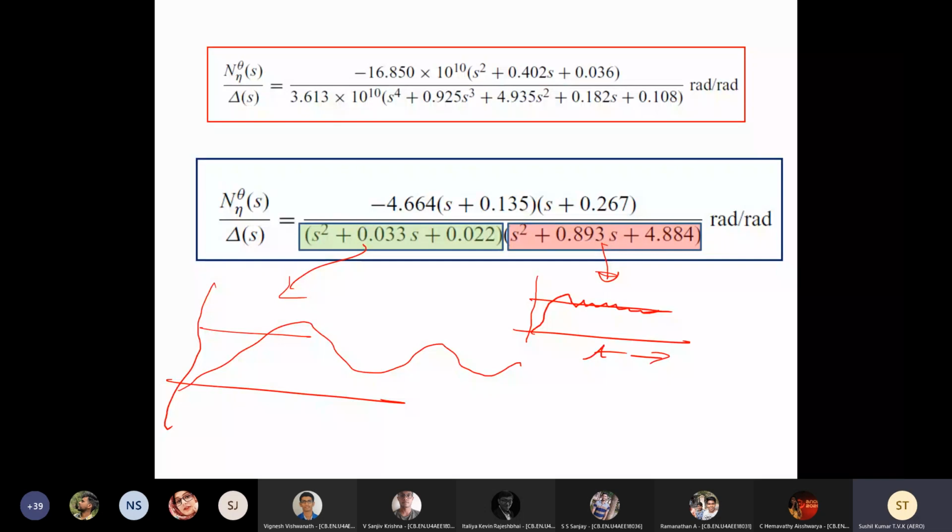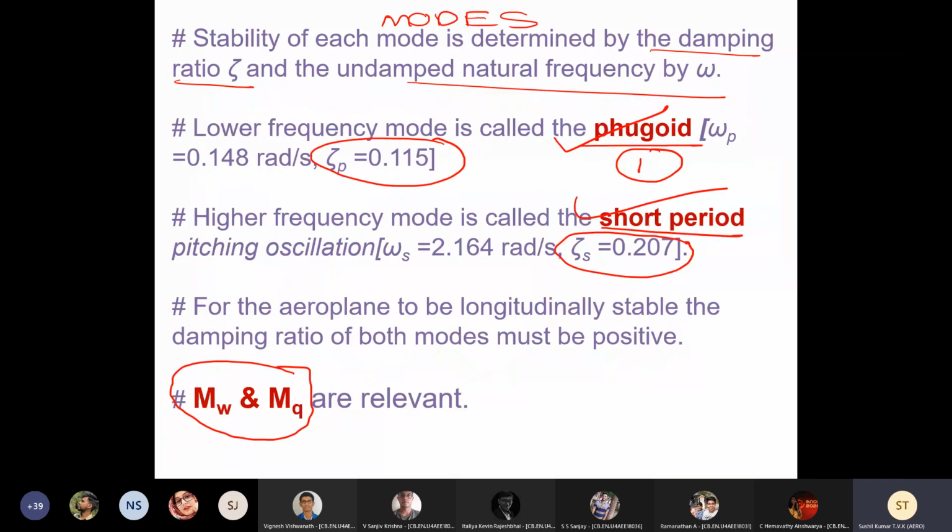So when we saw the characteristic equation, now these two second order systems are called modes, longitudinal modes or longitudinal stability modes. And these are phugoid and short period. Phugoid is highly undamped, whereas short period is damped. So it just settles down very quickly. And this is what you saw in your theta variation in your avionics lab. That pitch attitude used to settle down. If it is a stable system, it used to settle down very fast.